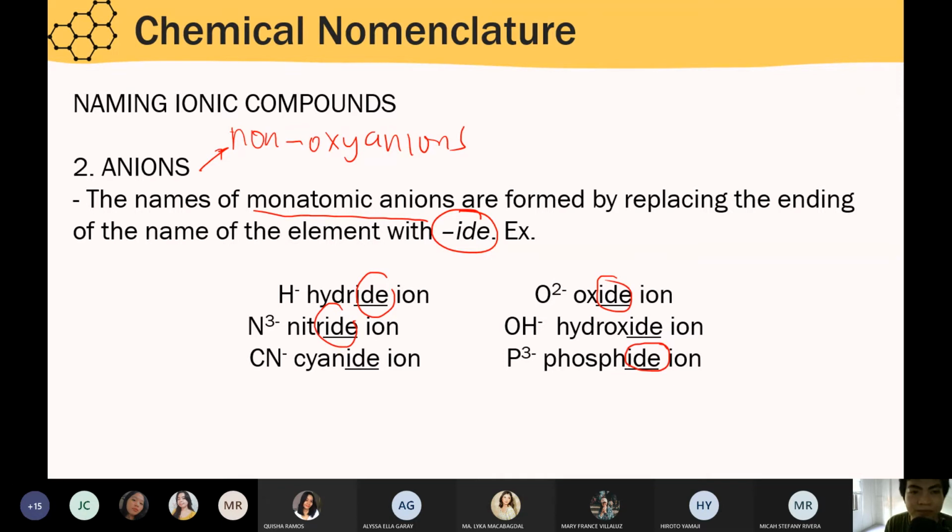However, there are some binary anions that also contain the suffix -ide, such as the cyanides and the hydroxides. So again, if they are monoatomic, they end with -ide. However, there are some diatomic ions that end with -ide pa rin, such as cyanide and hydroxide. So just remember na lang. Keep in mind that we are now talking about anions, so their charges must be negative.